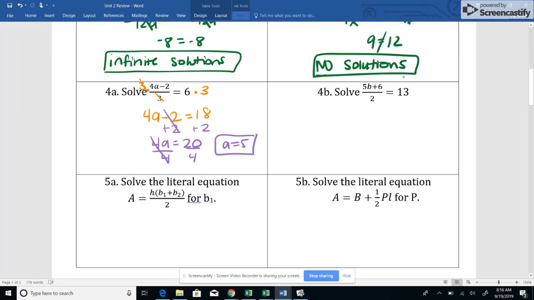All right, over here, same thing. I have divide by 2. So on both sides, I will be multiplying by 2. My 2's cancel, so I'm left with 5b plus 6, and 13 times 2 is 26. I see a plus 6, so I will subtract 6. 26 minus 6 is 20. I see a multiply by 5, so I will divide by 5, and 20 divided by 5 is 4.